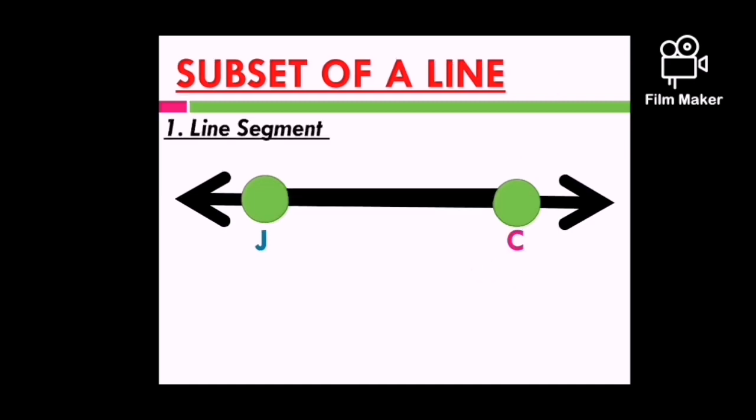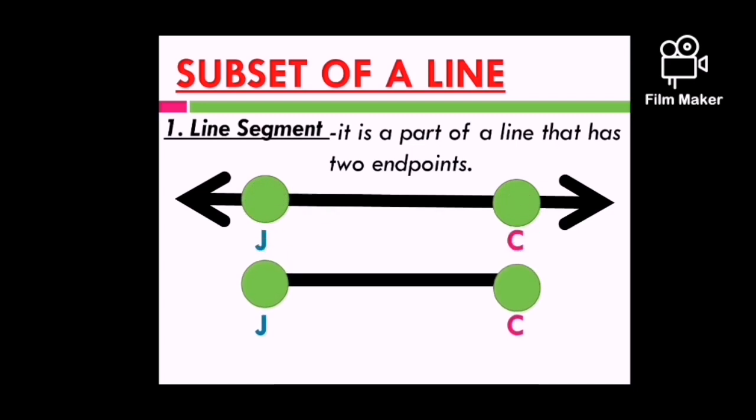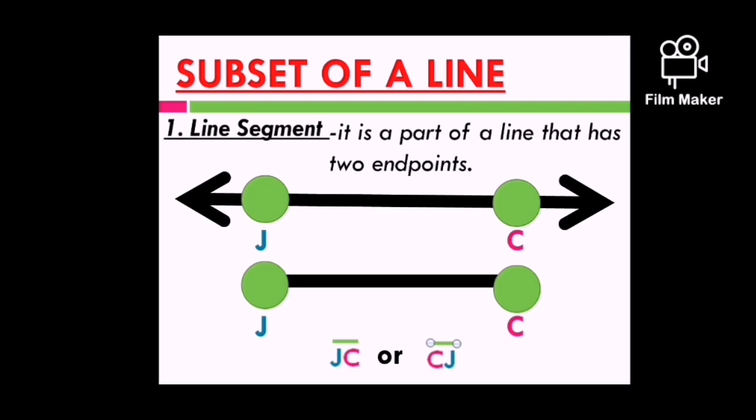Let's talk about line segment. Line segment is a part of a line that has two endpoints. In this line JC, if we cut this line from point J to point C, it gives us line segment JC. It is denoted like this, and it can be read as line segment JC or line segment CJ. The name of a line segment can be interchanged.